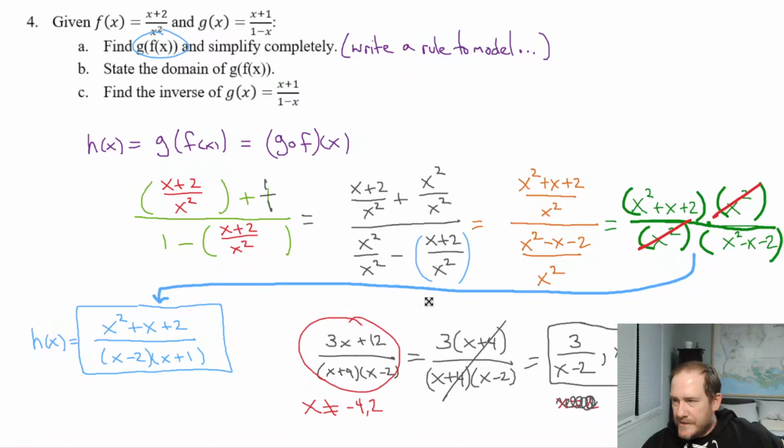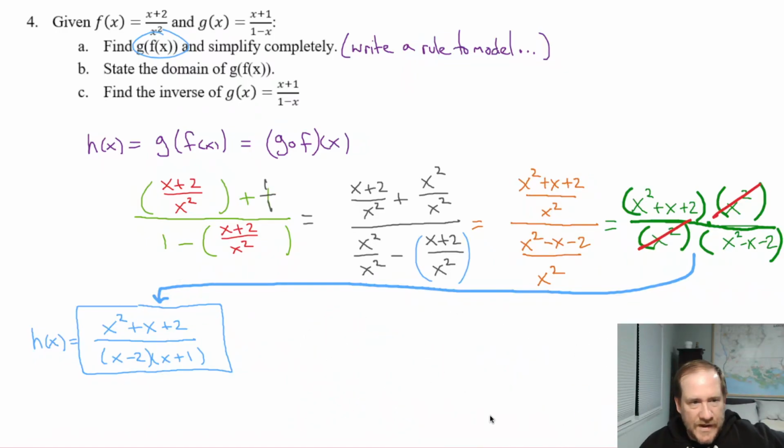Because I'm going to take all this now, throw it in the garbage, because that was just an aside. All right. Part B says state the domain of g of f of x. And I would caution you against giving the domain by just looking at this function.